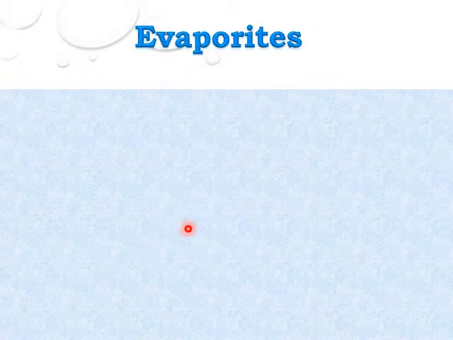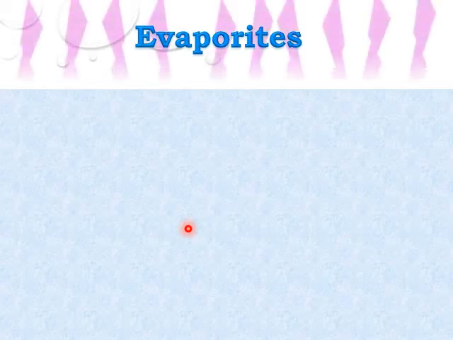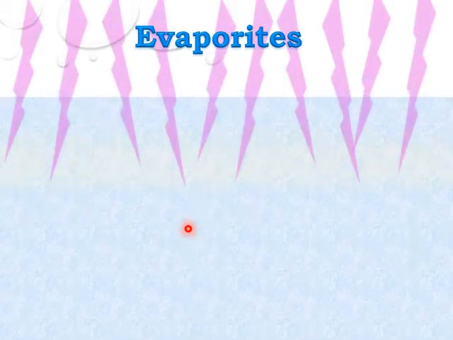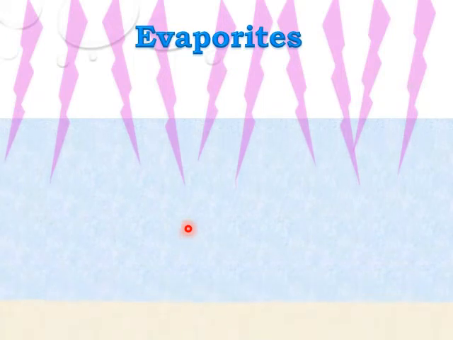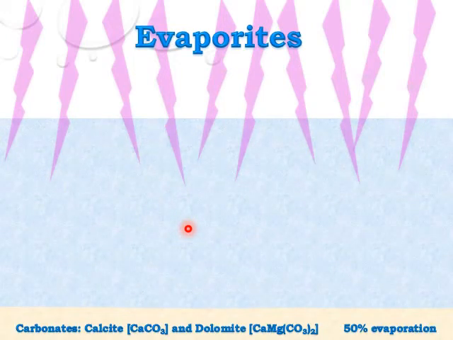Under this condition, water evaporation originates the ordinary precipitation of minerals. The first one is the carbonates: calcite, and dolomite, and the other carbonates. This is the first mineral to precipitate when the concentration of water is 50%, that is, when the evaporation of water is 50%.